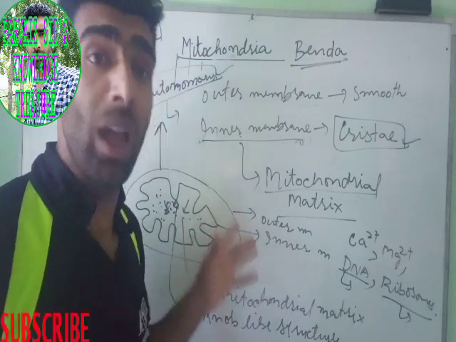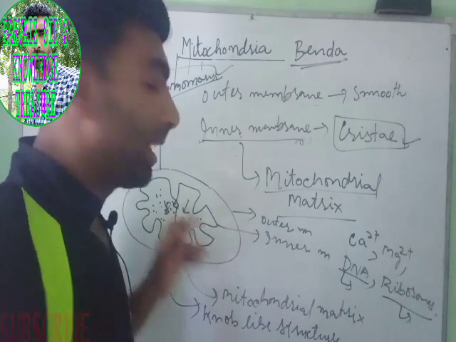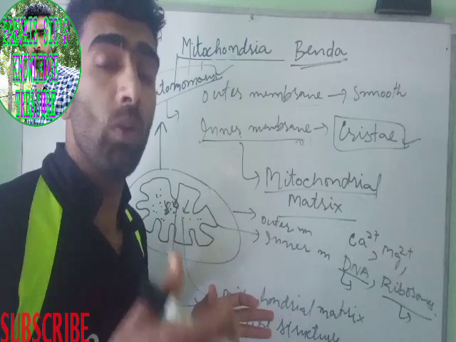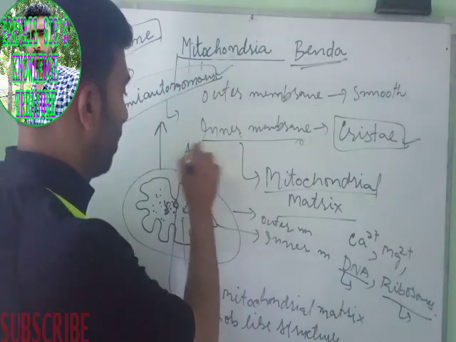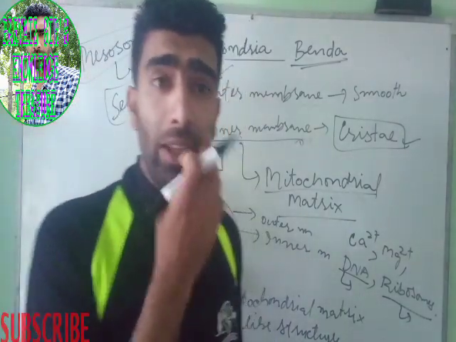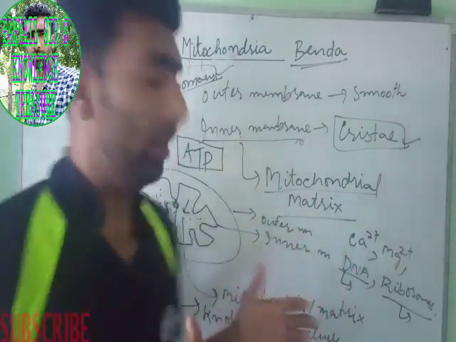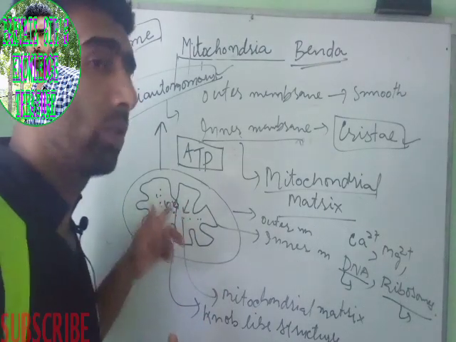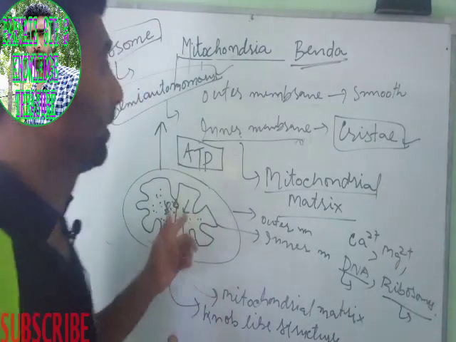That is, in case of aerobic organisms, they are the source of energy, that is ATP, is produced. ATP means adenosine triphosphate. When the bonds in ATP break, energy is released. So the main site of ATP production in mitochondria are these knob-like structures which are known as oxysomes or elementary particles or F1 particles.